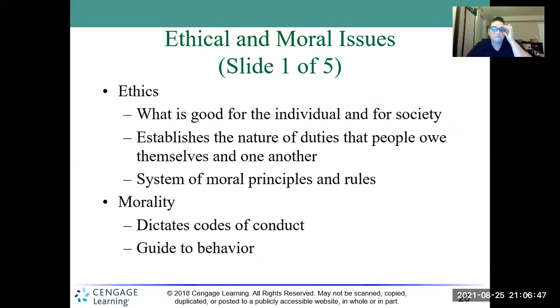When you're talking about ethical issues, this is about making sure that you do things that are good for the individual and for the society. Looking at whether something is ethically or morally wrong or right, the line can tend to feel blurred, but ethically there is a right or wrong, definitely. And then morally, this is about a code of conduct and a guide to behavior.